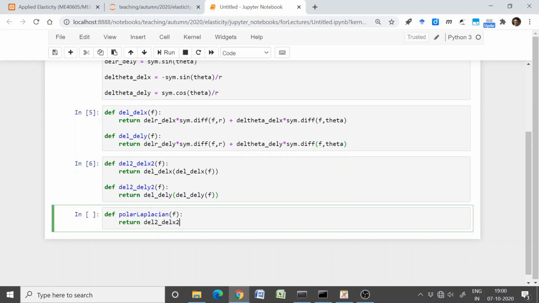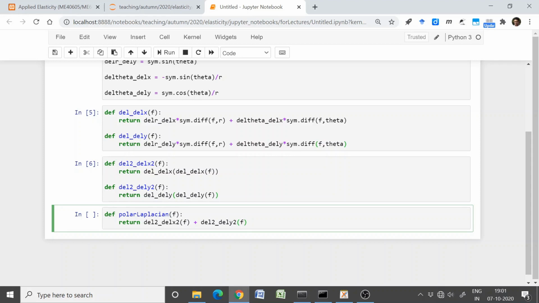just use what I have already done in the previous cell. So del 2 del x to f plus del 2 del y to f. That's it. See, it's so easy. I'm building up step by step. First I defined the first order derivatives, then the second order derivatives, and using those definitions I can quickly write down the definition of the polar Laplacian. Once we do this, let's see how this is looking.